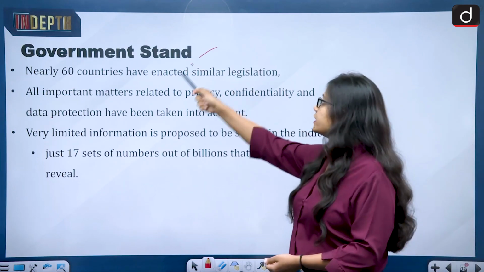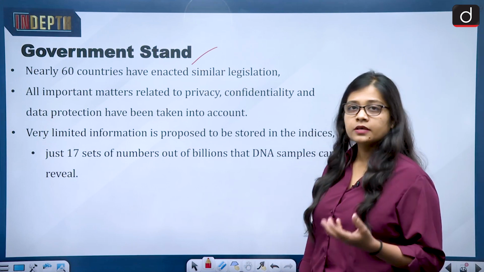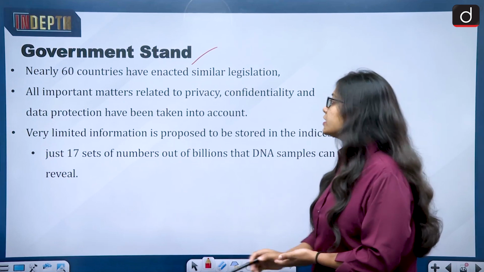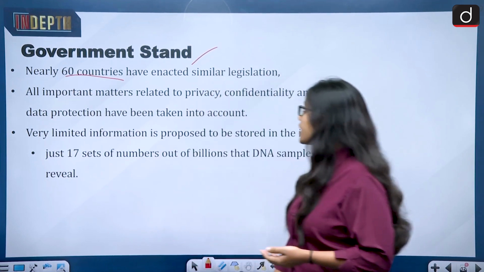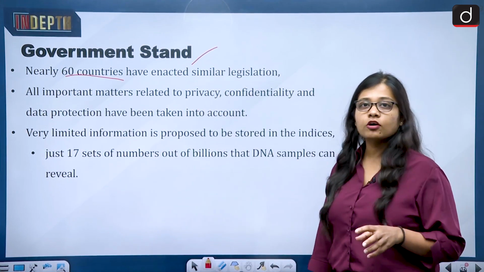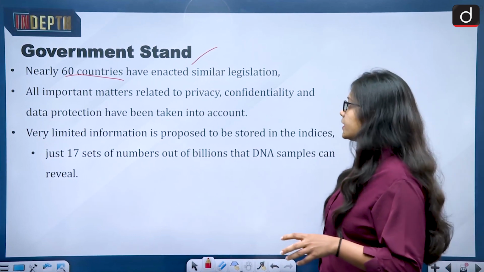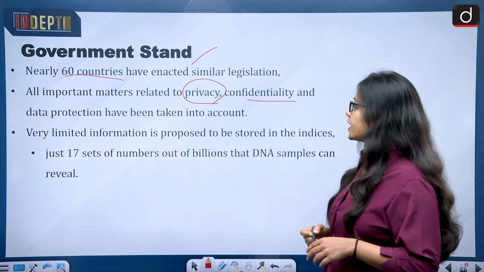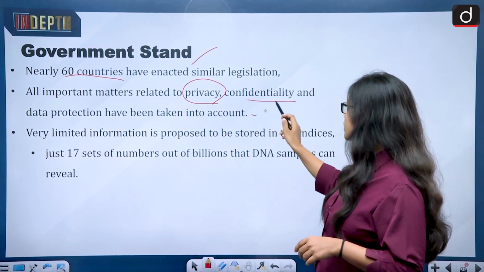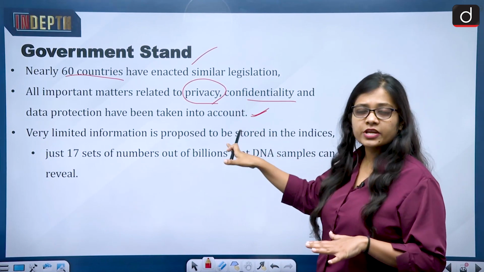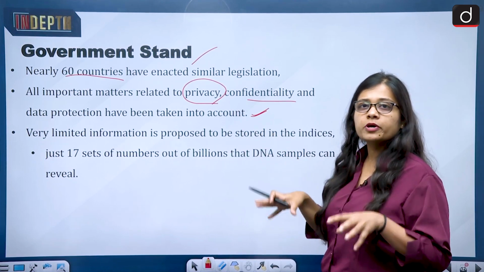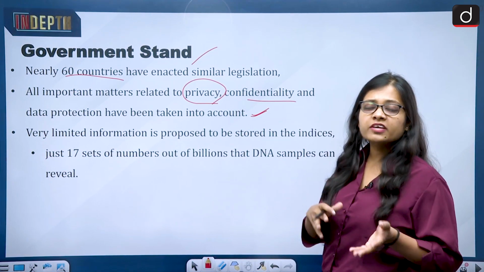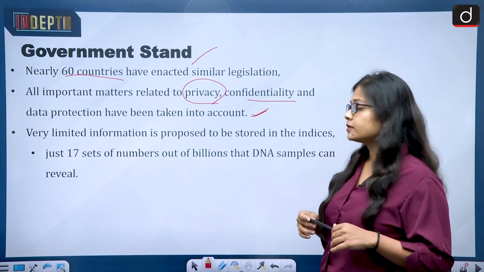Now what is the government saying about the bill? The government was in favor of this bill, and they have said that nearly 60 countries around the world have enacted similar kinds of legislation, and all important matters related to privacy, confidentiality and data protection have been taken into account. This is the government's stand, that proper measures have been taken to stop or to minimize the misuse of the DNA.